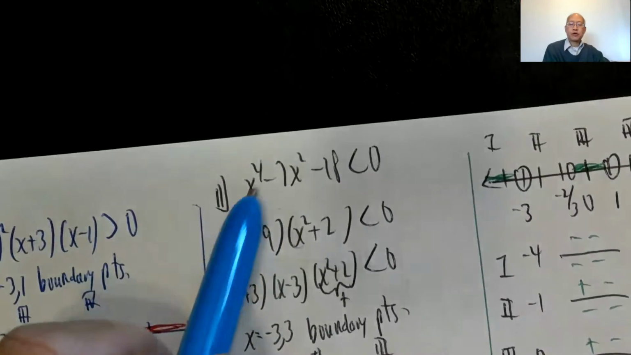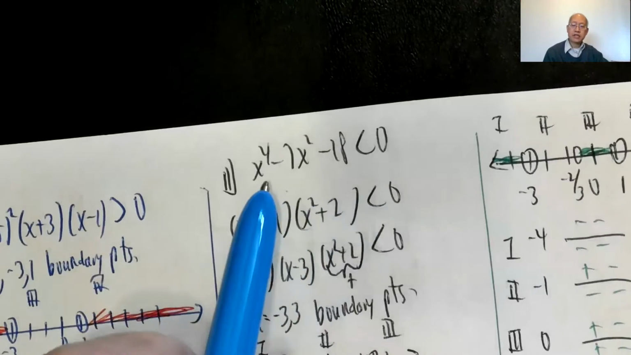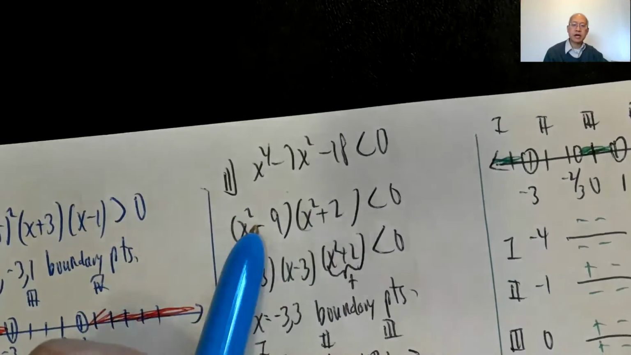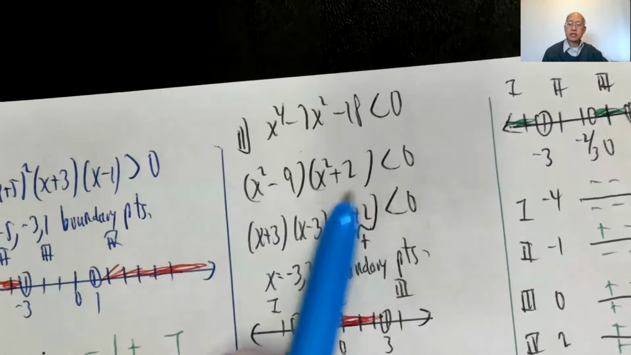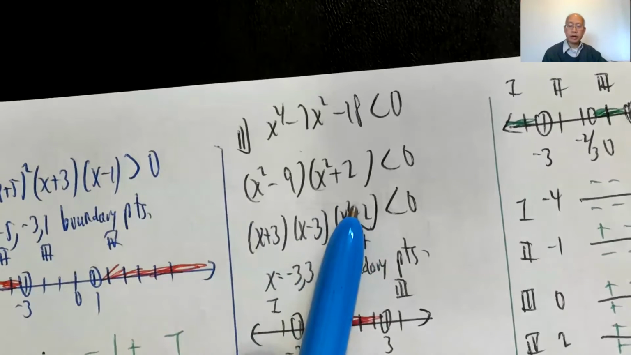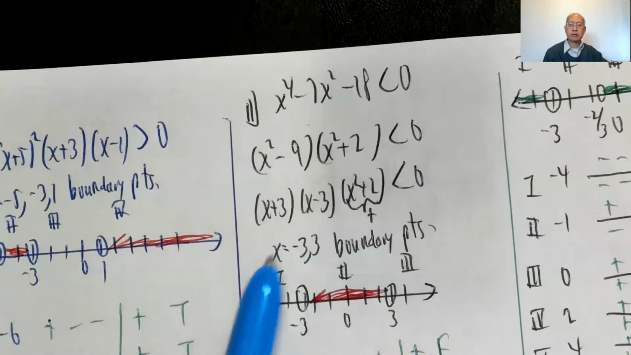Okay, 11, x to the 4th minus 7x squared minus 18 is less than 0. This is a quadratic in x squared. I can write it as (x squared minus 9), (x squared plus 2). You can double check my multiplying back out. This thing's always positive. We're doing real numbers now, no imaginaries. This is (x plus 3), (x minus 3). So my boundary numbers are plus or minus 3.